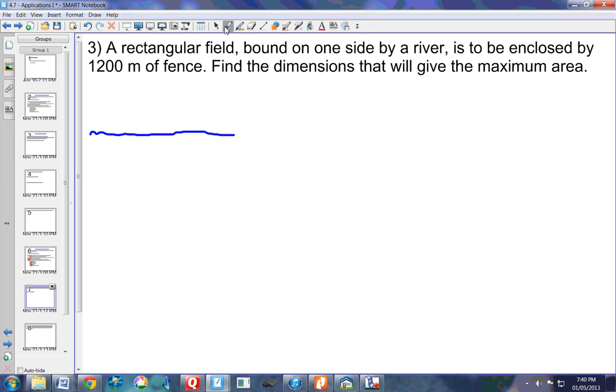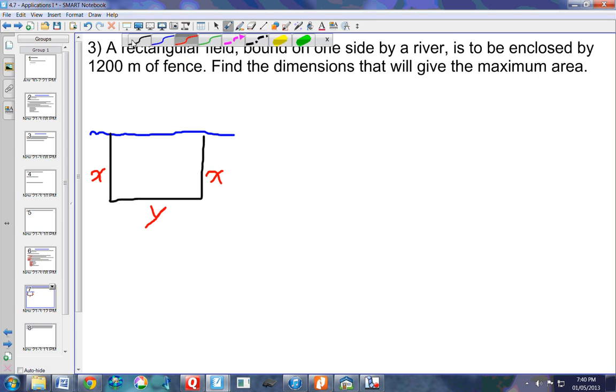Beauty. And next up, the fence has to enclose this river. Side here, side here, side here. Perfect. And now we need to assign some variables. We don't know what these side lengths are, so I'm going to call this side x, this side x, since they're the same side, and then we're going to call the length y.